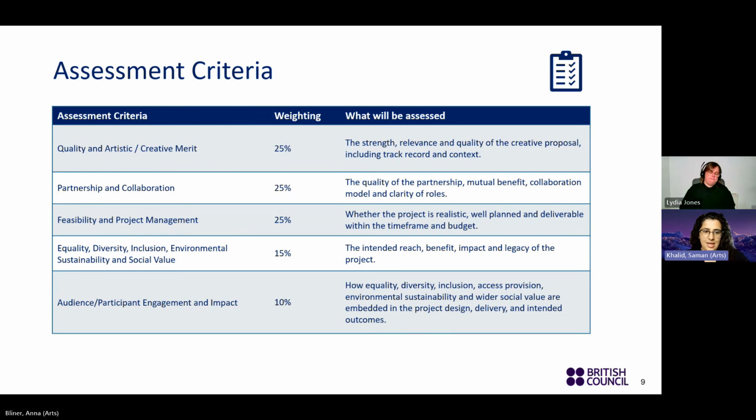For feasibility and project management, we want to see if the project is realistic in scale in relation to the budget, as well as whether you've identified any risks and how you will mitigate these risks with any contingency plans. Criterion 4, engagement and impact. We want to know how you've considered your audience or your peers and whether you've thought about the impact of the project in relation to the context in which it's being delivered.